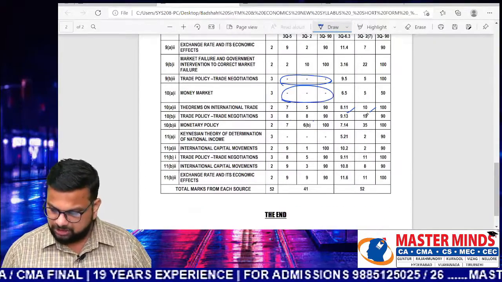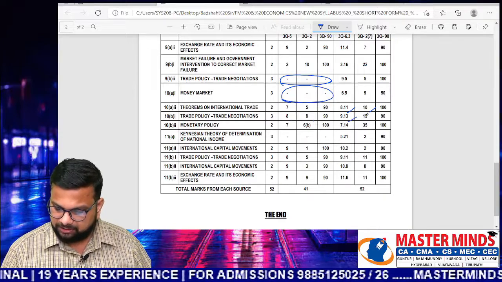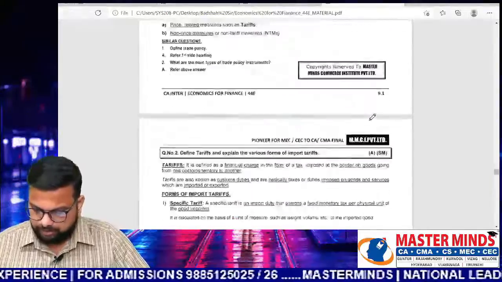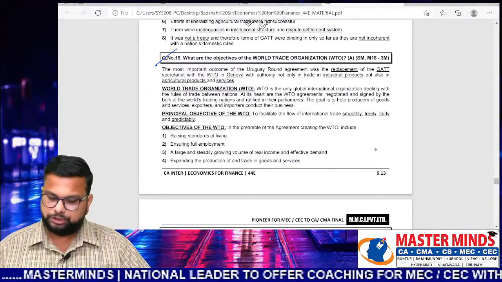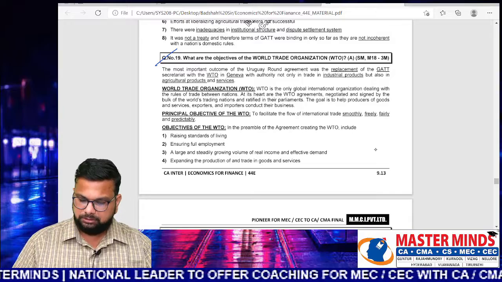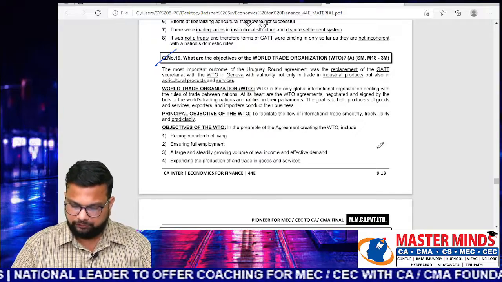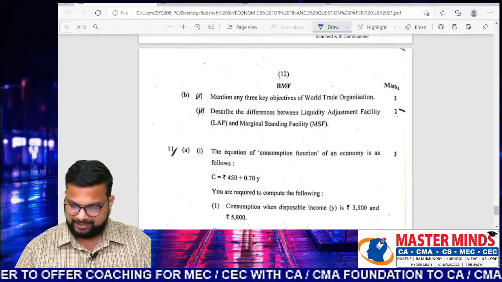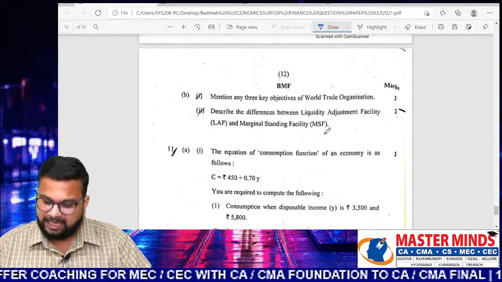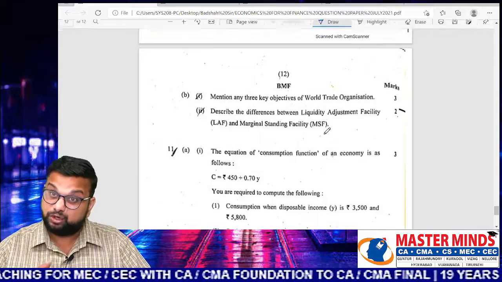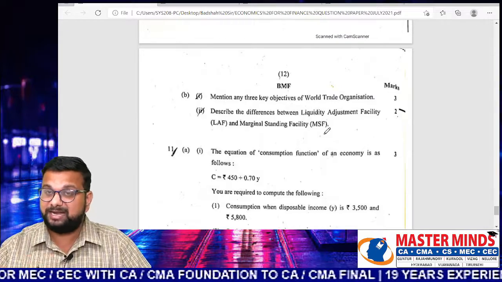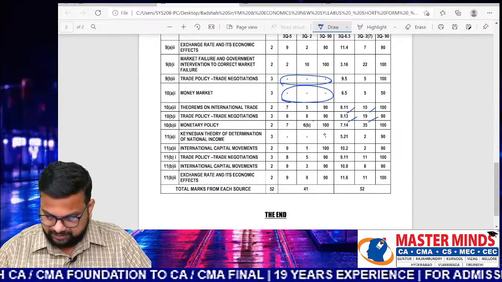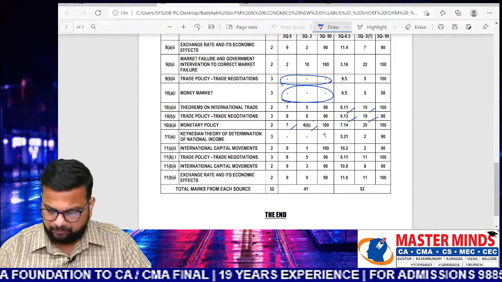And when it comes to Masterminds material, page number 9.13, question number 19: what are the three objectives of World Trade Organization? So it is sufficient to write any three objectives of the World Trade Organization from this question. Next, describe the difference between LAF and MSF. Let us see whether this question is covered in our guess questions as well as in Masterminds material or not.